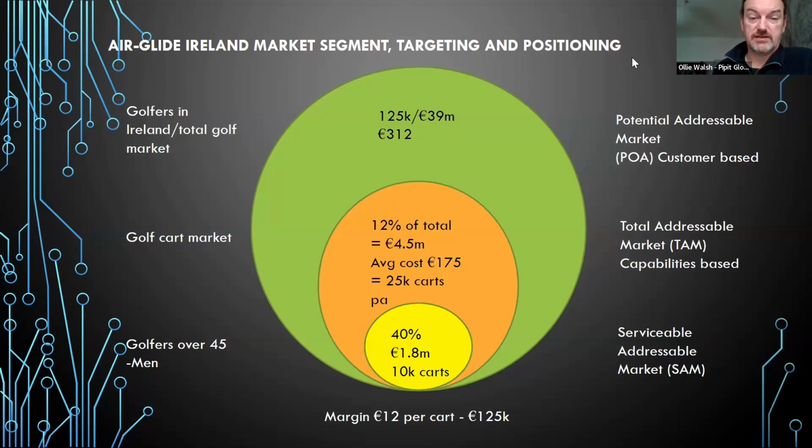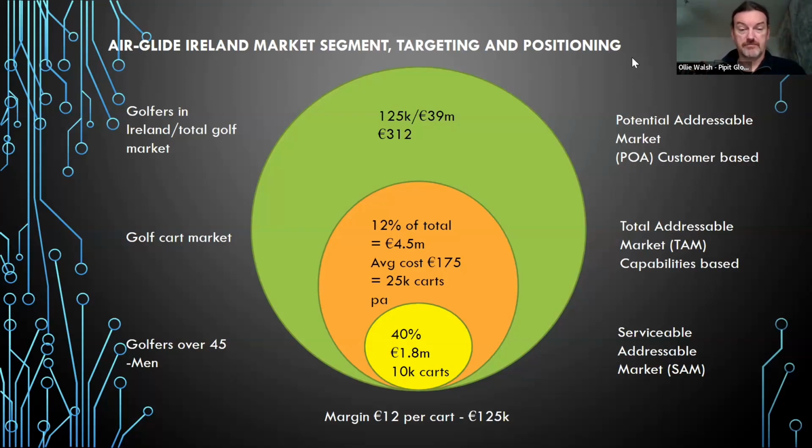We were able to scale that down then, because we knew the size of the total addressable market based on our capabilities. So we knew that was the golfers over 40. There was 12% of the market, which is 4.5 million. We knew the average cost of a golf cart was 175 euros. That meant that there were 25,000 carts per annum being sold in the country.